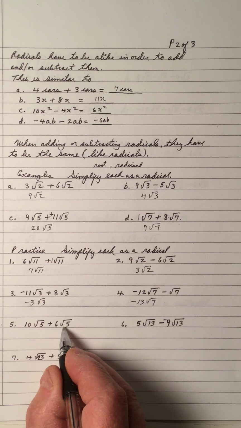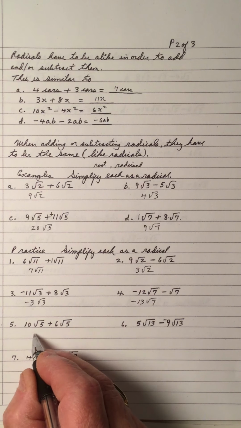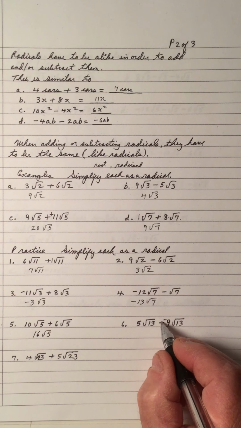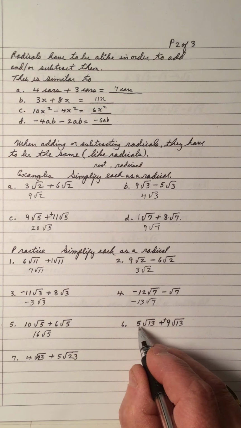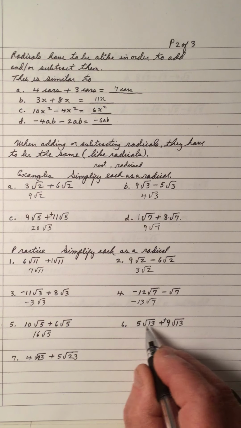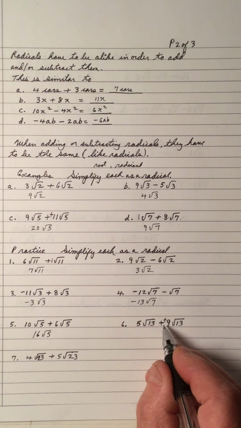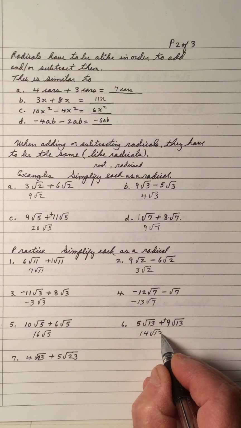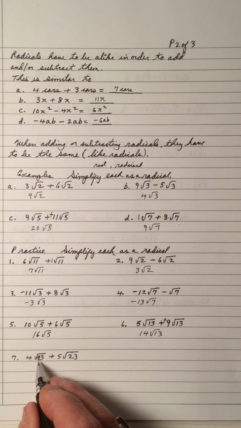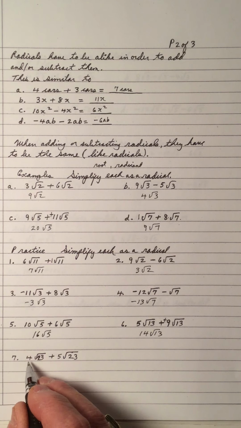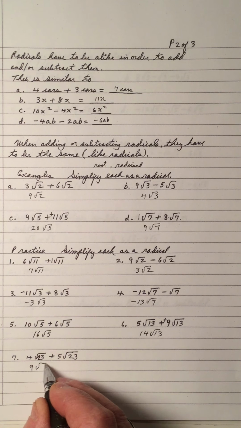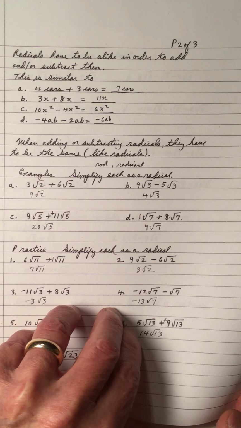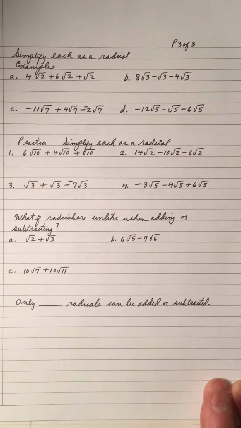And root 5 like radicals, so 10 plus 6 is 16 root 5. Double negative becomes a positive, and both of them are root 13, so we can add and subtract them. So 9 add on 5 is 14 root 13. Number 7, both of them are root 23, so 4 plus 5 is 9 root of 23. And let's continue. Let's see what we have on the other page.